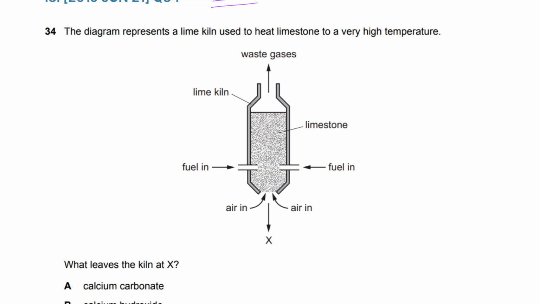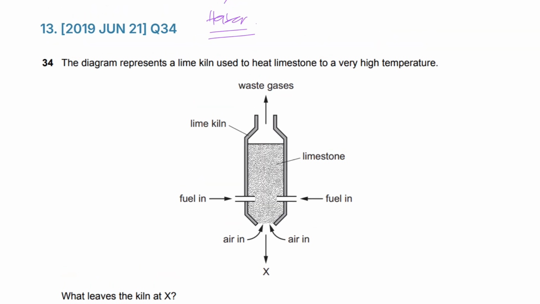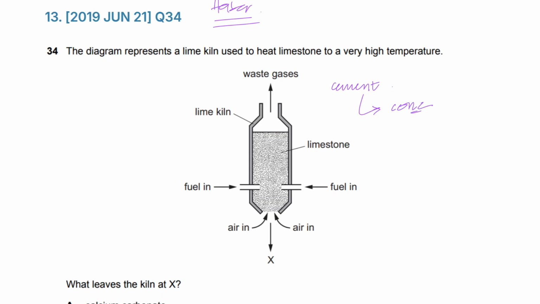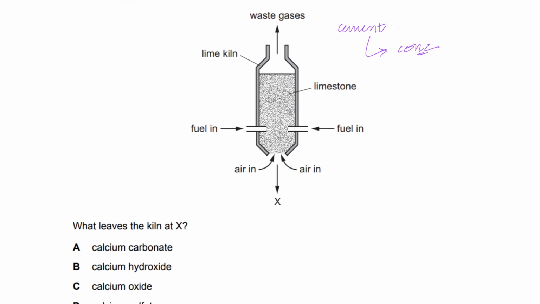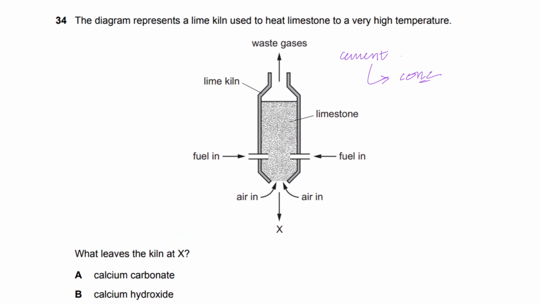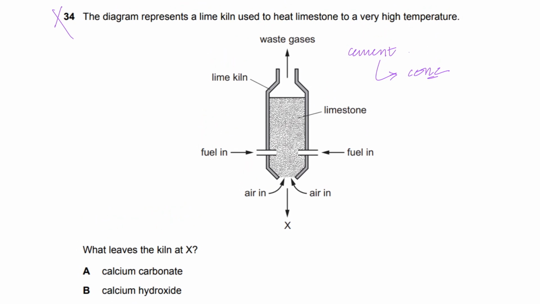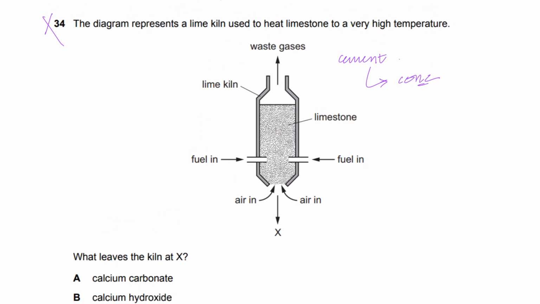Okay, the diagram represents a lime kiln used to heat limestone to a very high temperature. Probably limestone is heated to a high temperature to make cement, and that cement is later on used to make concrete, whatnot. Nobody cares about it. Now it says what leaves the kiln at X. This is no longer a part of your course. At X, this is not a blast furnace, please realize it's something similar to that.